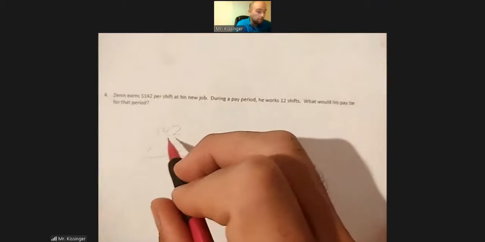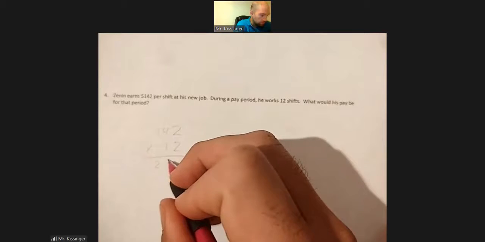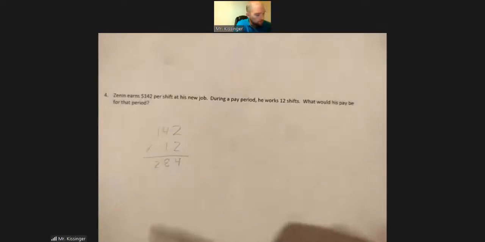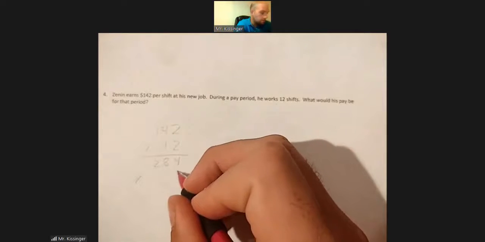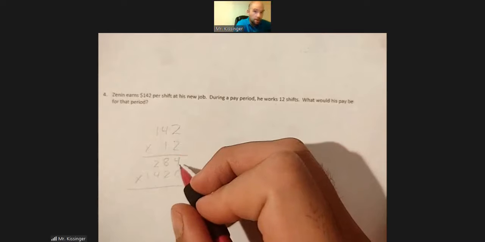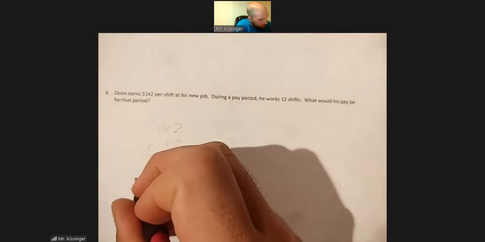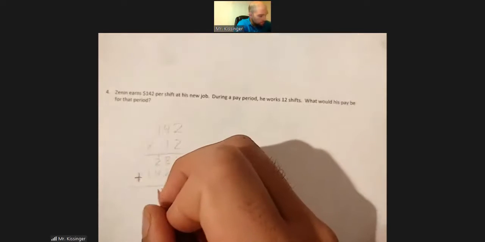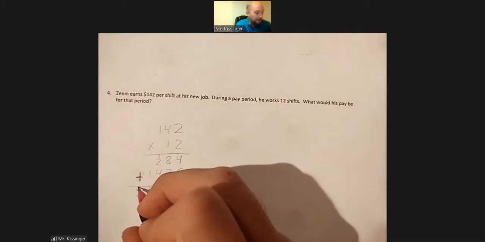So we're going to multiply 142 by 2. That gives us 284. And then we need to multiply 142 by 10. 142 times 10 is 1,420. And then we need to add them together. Oh, excuse me, do not put a multiplication sign there. Put in a plus. We get $1,704.